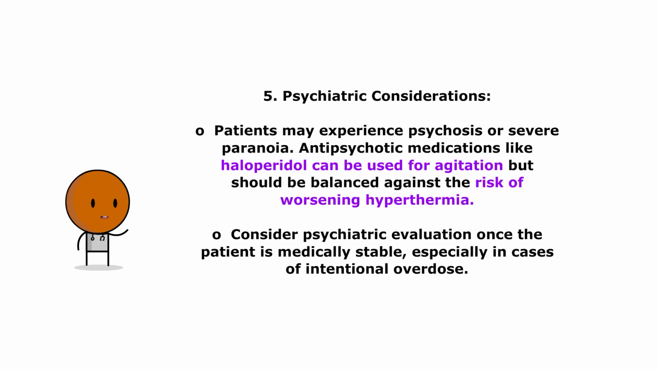And psychiatric considerations. Patients may experience psychosis or severe paranoia. Antipsychotic medications like haloperidol can be used for agitation, but should be balanced against the risk of worsening hyperthermia. Consider psychiatric evaluation once the patient is medically stable, especially in cases of intentional overdose.